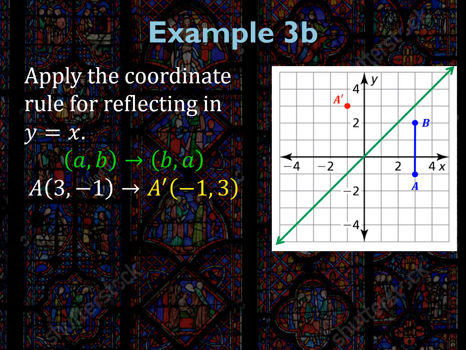Notice that -1, 3 is 2 diagonals away from the green line in the opposite direction from point A. Point A is 2 diagonals to the right of the green line, or below. B was at 3, 2. B prime is going to be at 2, 3. And again, you can see that they're the same distance away from the green line. Connect the segment, and now you have the reflection. If you were to fold this graph across the green line, the two segments would overlap themselves perfectly.